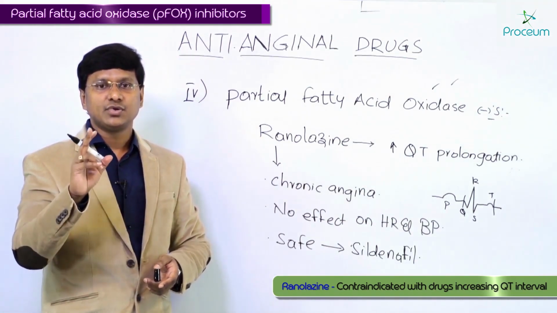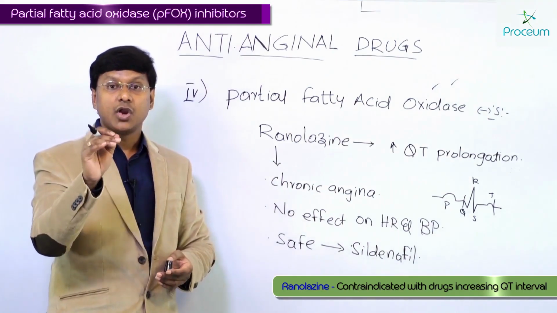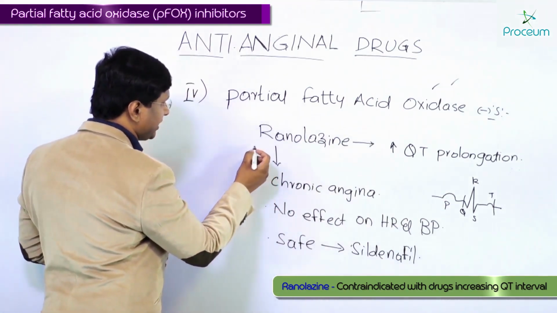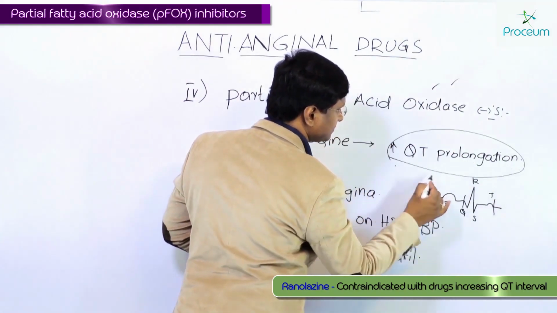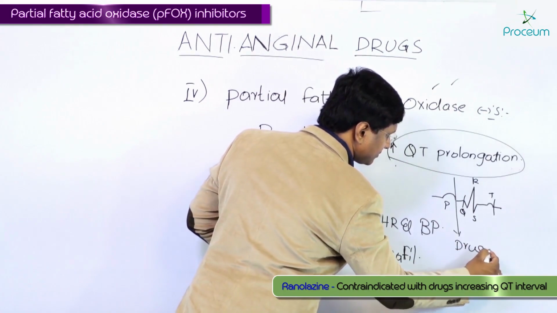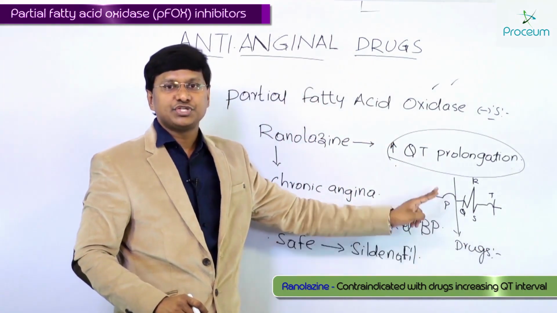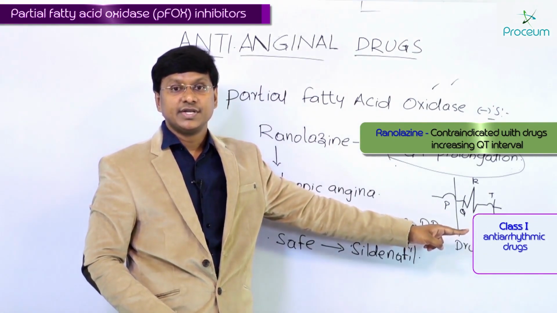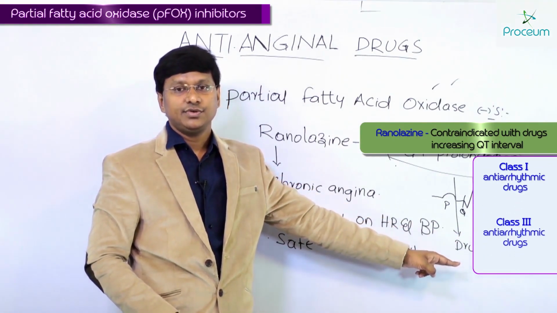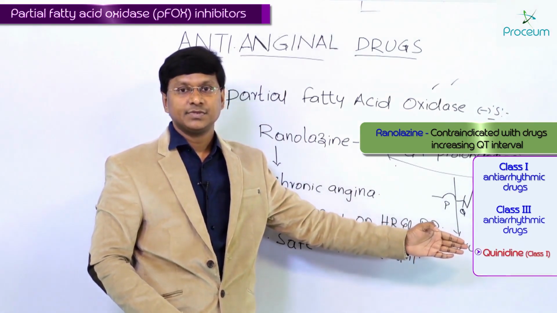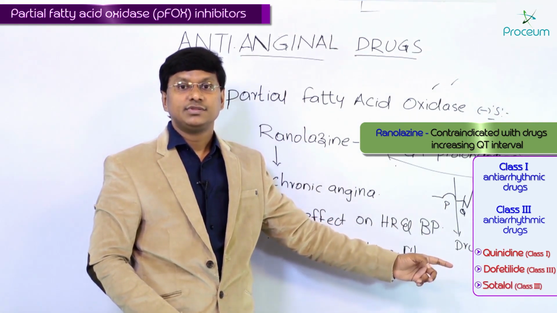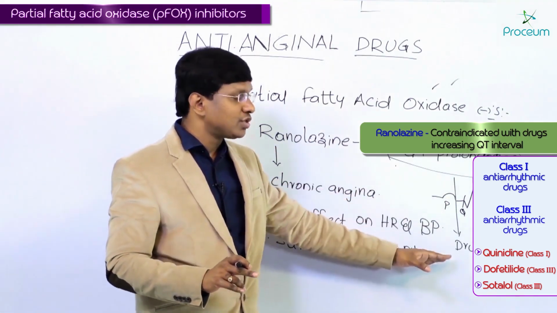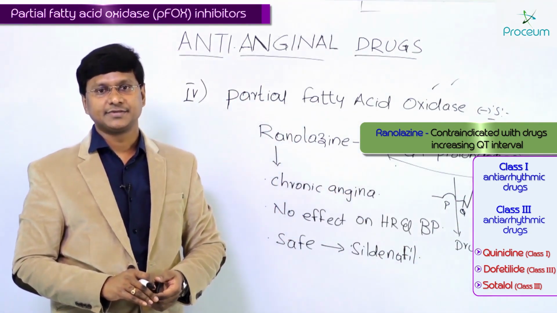The other point is that ranolazine should not be given along with those drugs which will increase the QT interval. Now, what are those drugs? The drugs which increase QT prolongation include, number 1, class 1 antiarrhythmic drugs, and number 2, class 3 antiarrhythmic drugs, for example quinidine, dofetilide, sotalol. These drugs will increase the QT interval, so ranolazine should not be given along with them.